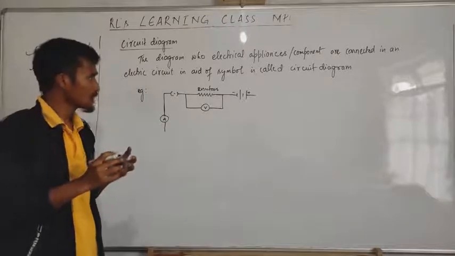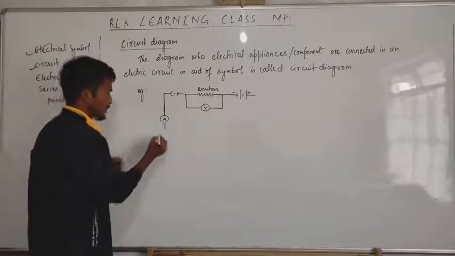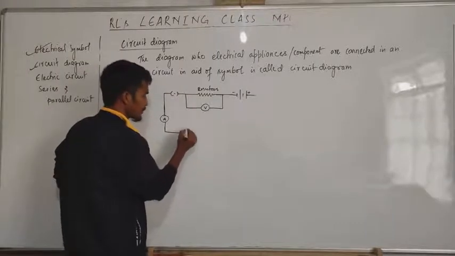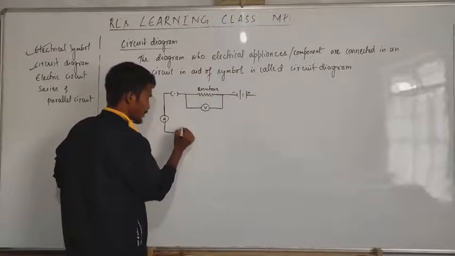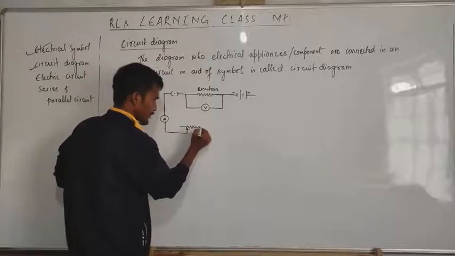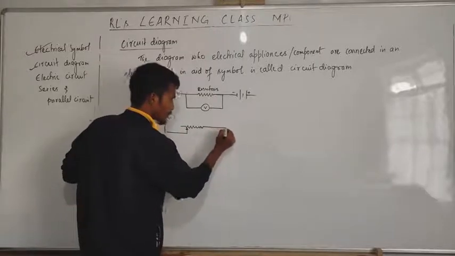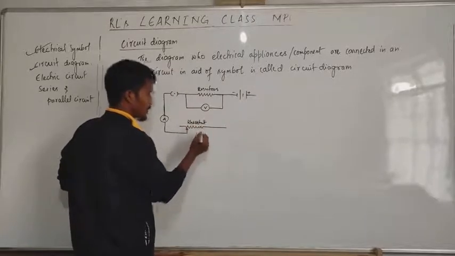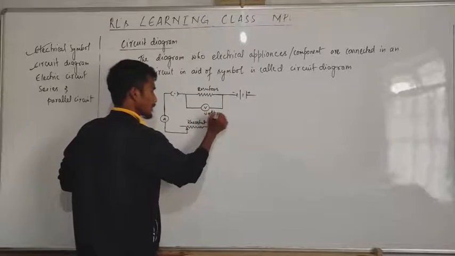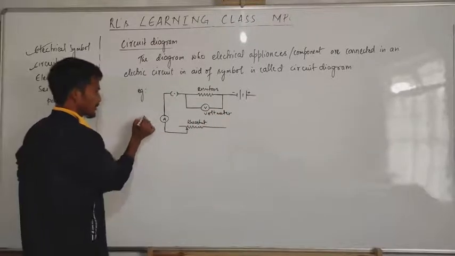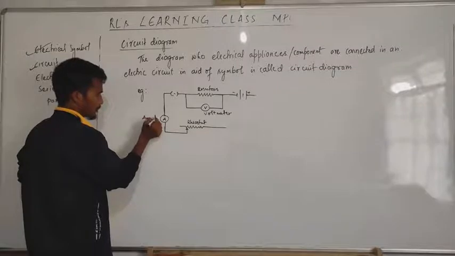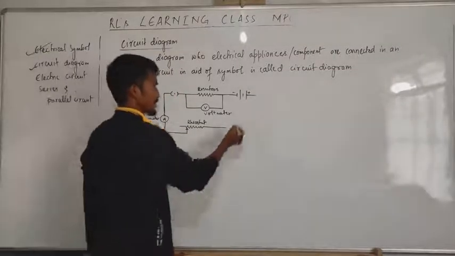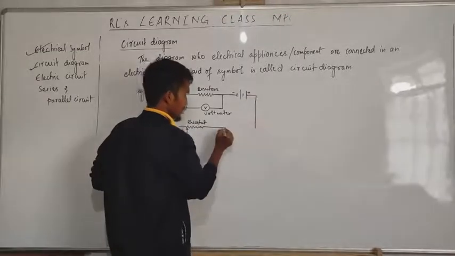I want to adjust the flow of current. Then I'll put a rheostat. This will be the rheostat. This will be the voltmeter. Then this will be the ammeter. Okay, that's it. This much is enough, I guess. Just an example.